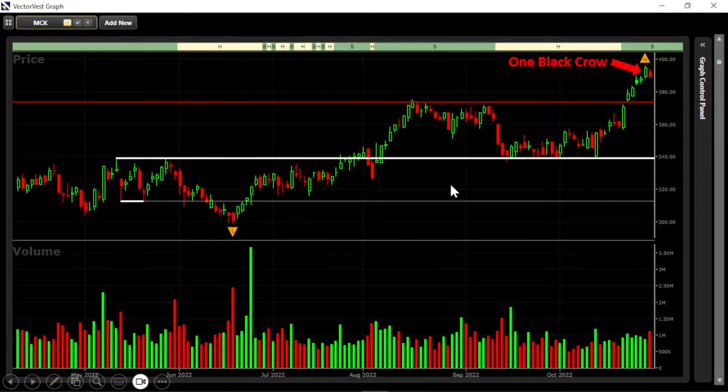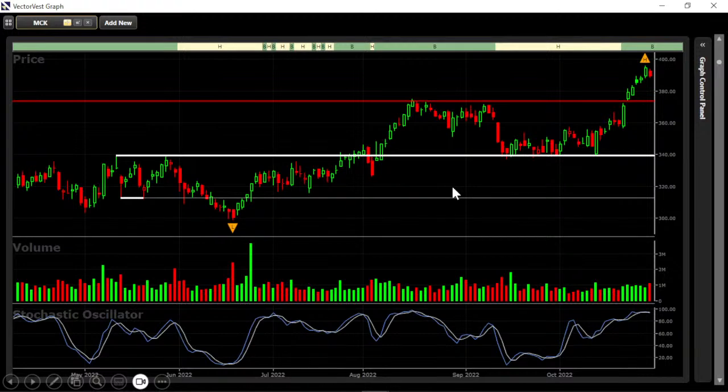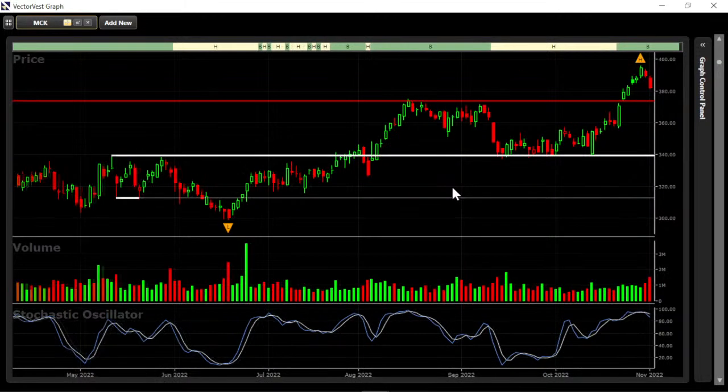Worst case scenario, you look for a bearish candlestick reversal signal. And we got one there. That's called a one black crow. Okay, one black crow with follow through the next day is a signal that I would take to close a short-term long position. Then what I would do, take my profits. Then what I would do is I look for another opportunity.